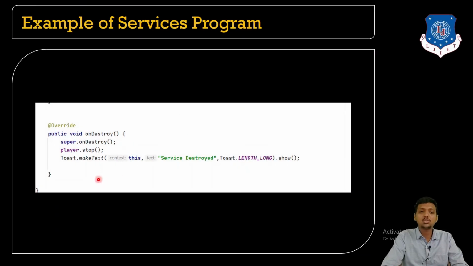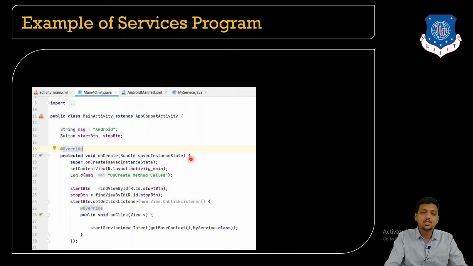And this is all about destroying the service. Whenever you click on the stop button, we will call onDestroy. That's why super.onDestroy, player.stop, and here the service gets destroyed. So this is just a service class. Now we need to use the service class inside our MainActivity.java class file. So here we have taken two different buttons, one for start and the second one for stop.